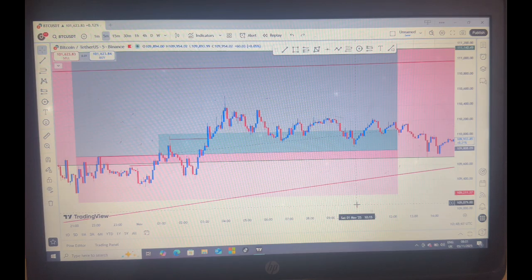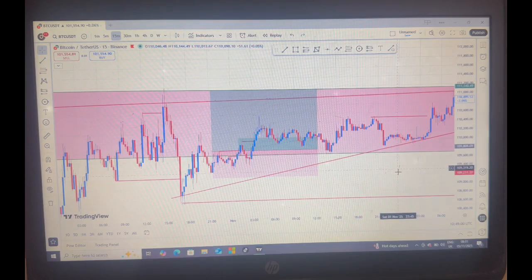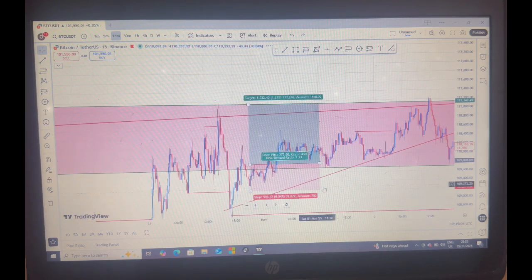Boom, you have to take that trade. So I took this trade. This 5-minute time frame is noisy, so let me go to a 15-minute time frame so you can get the full picture of what I'm saying. I took this trade. So what happened?